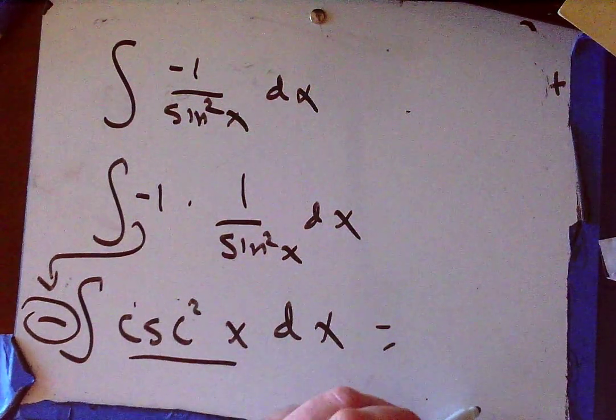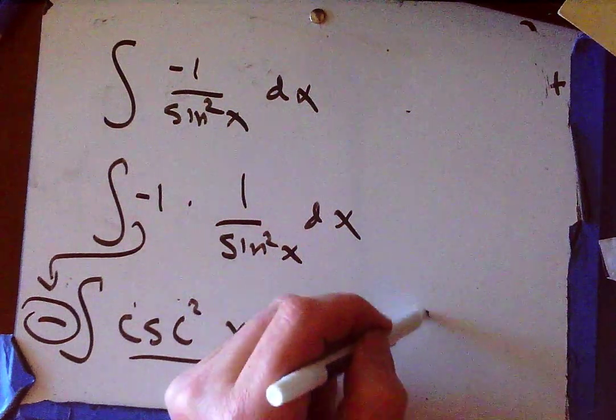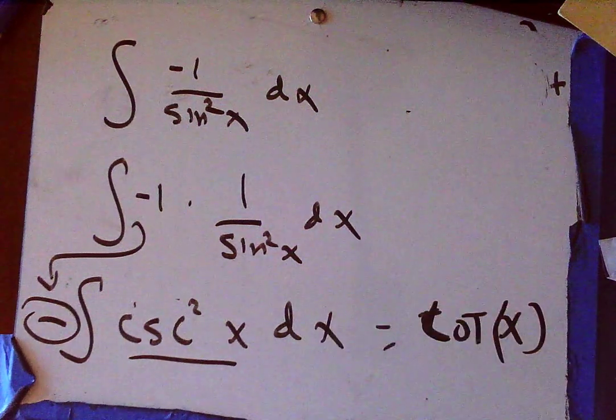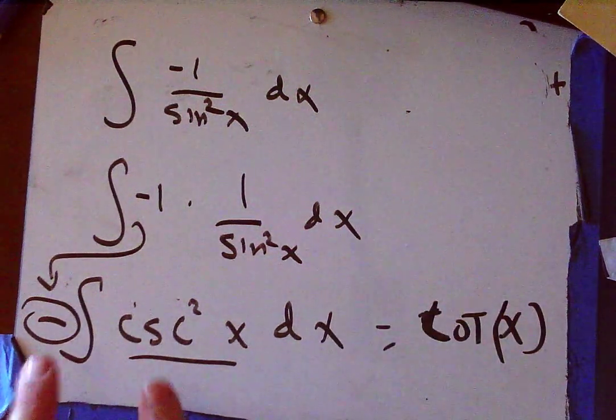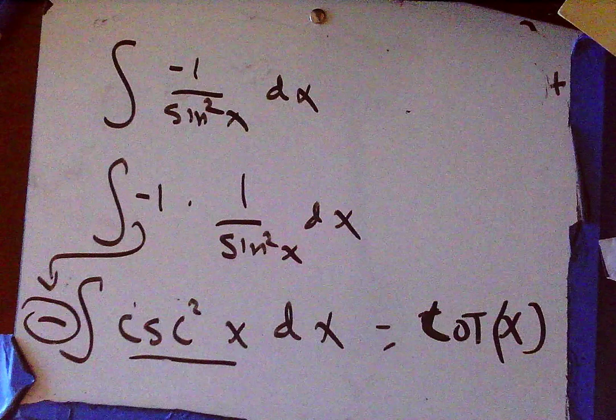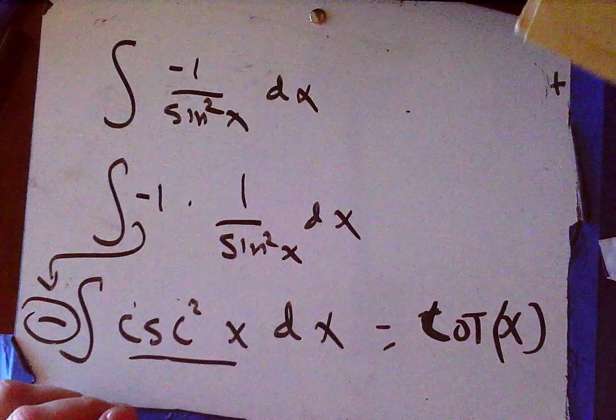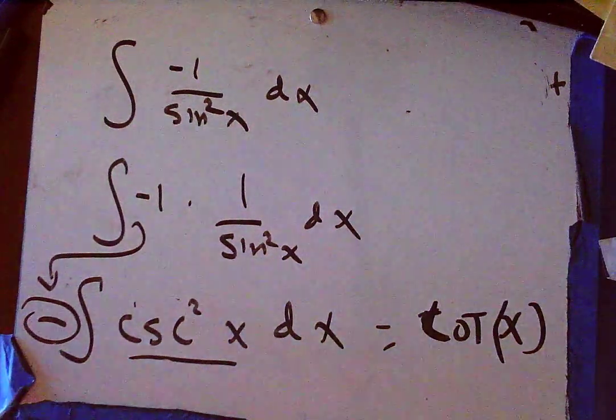Whose derivative is negative cosecant squared? Cotangent x. Take the derivative of cotangent, I get negative cosecant squared. So a little manipulation can be good for us. Okay, there seem to be only 2 more stations.